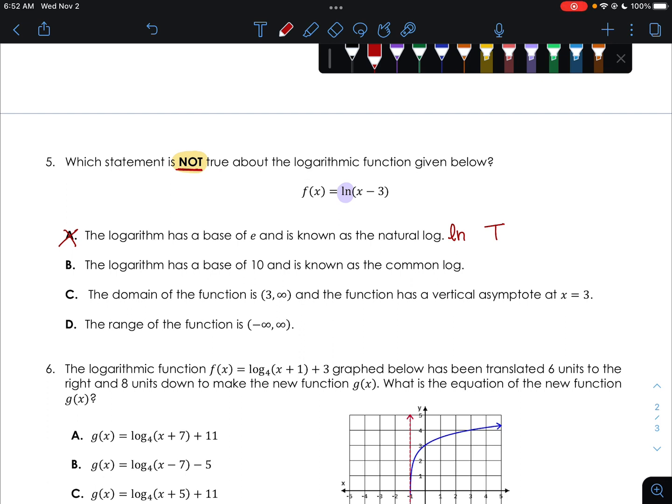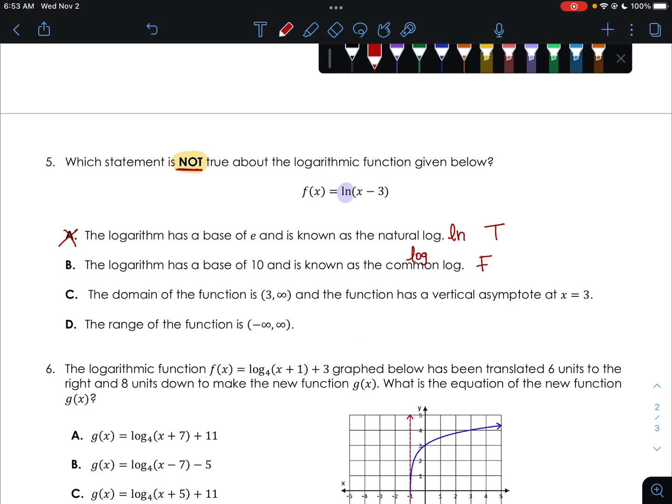Okay, well, we just said it was a base e known as the natural log, so it cannot be a base 10. So that is false. Remember, the common log is just log, and it looks like it has no base. The domain of the function is 3 to infinity, and the function has a vertical asymptote.